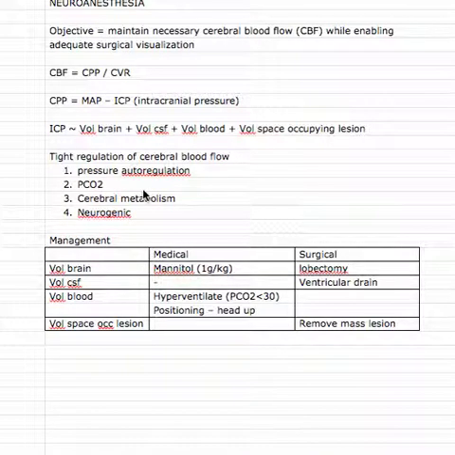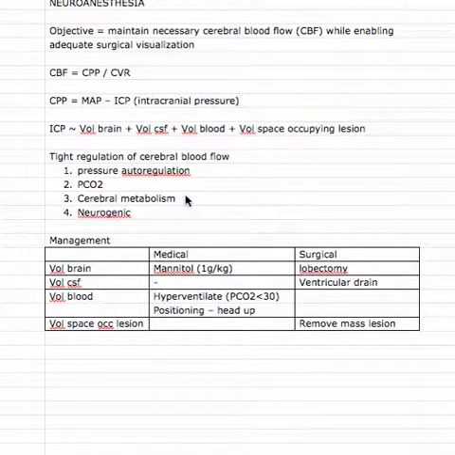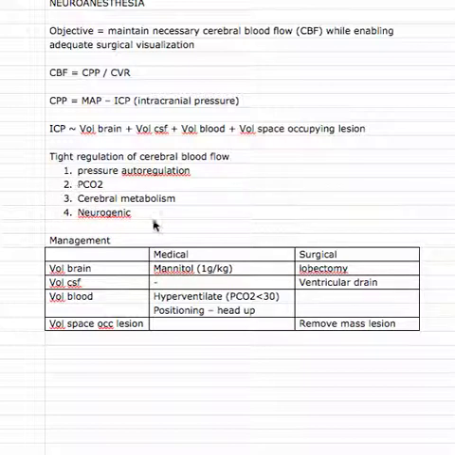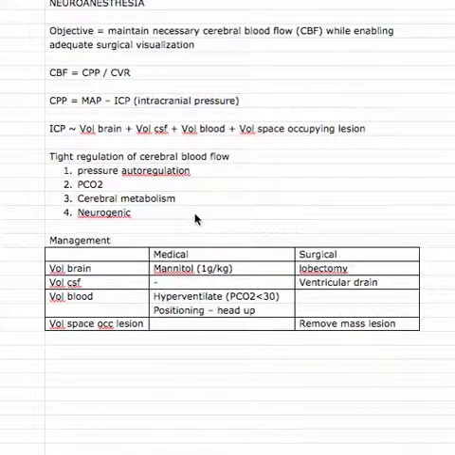Opposite is also true. In low CO2 blood, that's kind of evidence that there isn't a lot of metabolic activity, so there's no rush to get fresh oxygenated blood in, so there's vasoconstriction and decreased cerebral blood flow. And cerebral metabolism is the regulating factor behind this. As well, there's neurogenic regulation, which is related to the sympathetic and parasympathetic nervous systems.